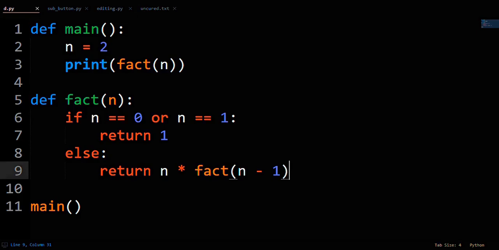This is a Python program to find factorial of a number. 0 and 1 are easy. If you pass either of those to the factorial function, you get back 1. 2 starts to get a bit more complicated.